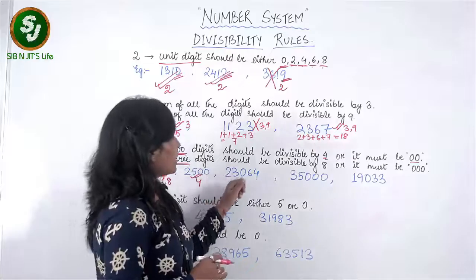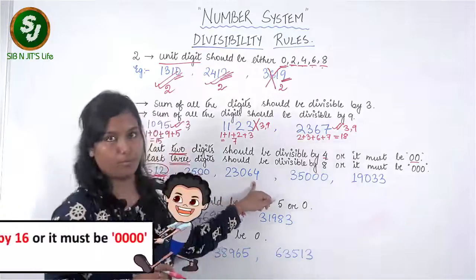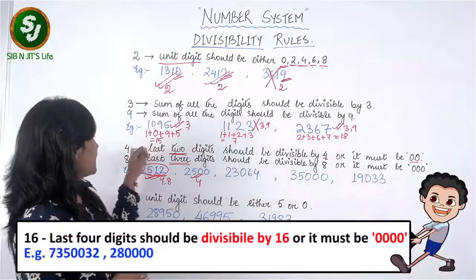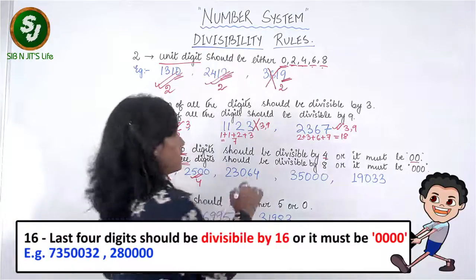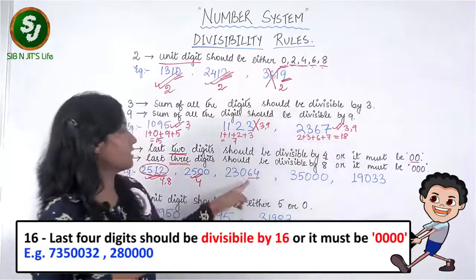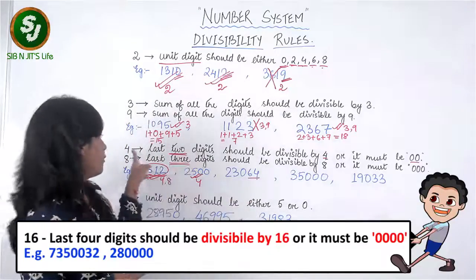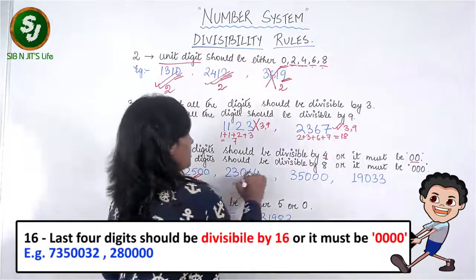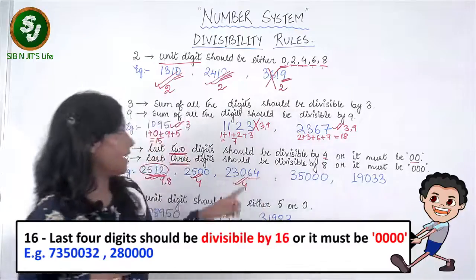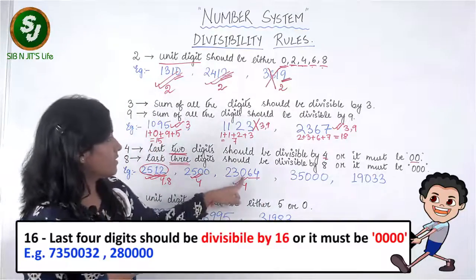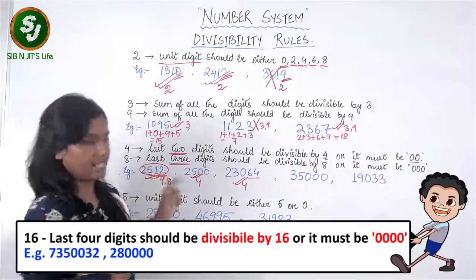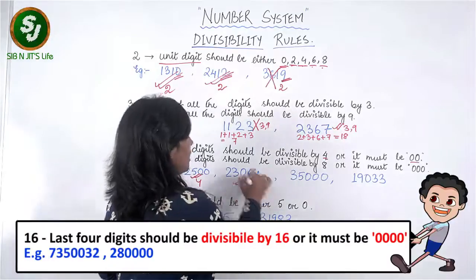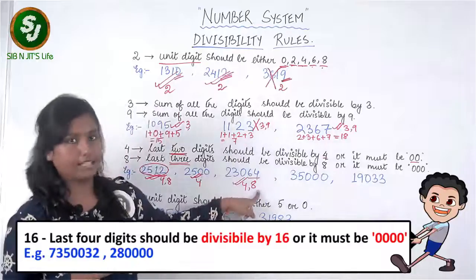Next is 23064. So for the divisibility with 4, we have to check the last 2 digits again, which is 64. And 64 is divisible by 4. So this is divisible by 4. And for 8, it is 064, which is again divisible by 8. So this number is divisible by both 4 and 8.